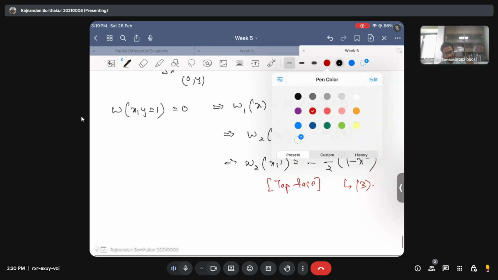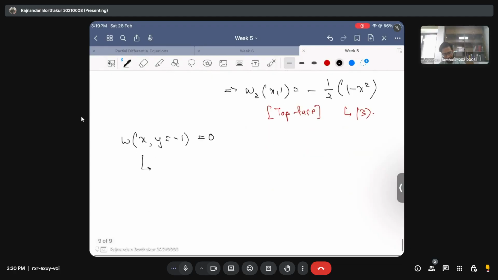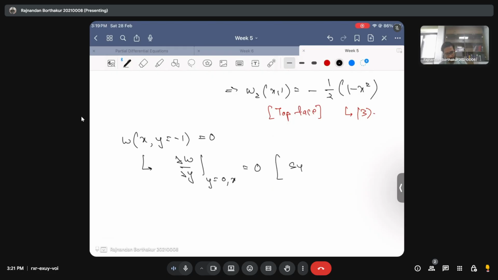Okay, similarly, I can say that I know that my W on the bottom face, at y equal to -1, is equal to 0, and this I can equivalently write as del W by del y, at y equal to 0, for all x equal to 0. This is again the symmetry argument that I was using in the previous case as well. So this just comes from the symmetry, and it's all because of the fact that at the top and at the bottom face my velocities are just equal, and on account of symmetry, I can tell that the derivative with respect to y at the center is just going to be equal to 0. Okay, so that's the symmetry argument.